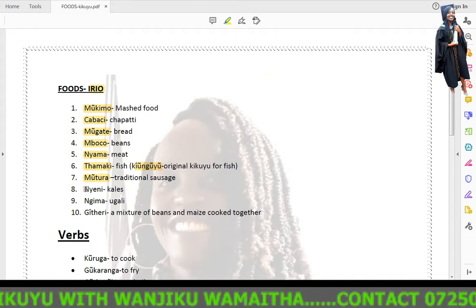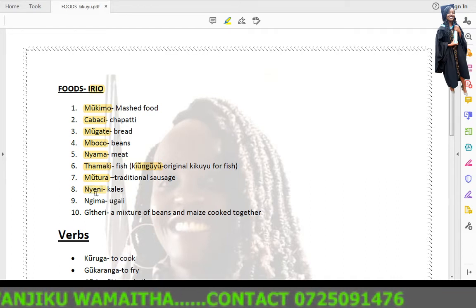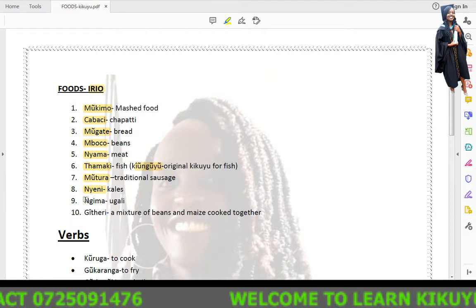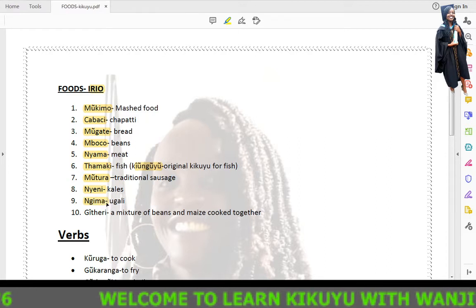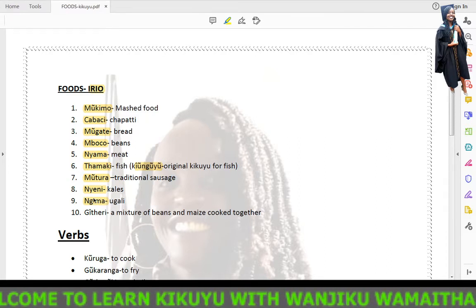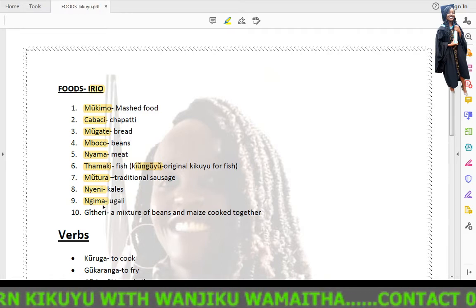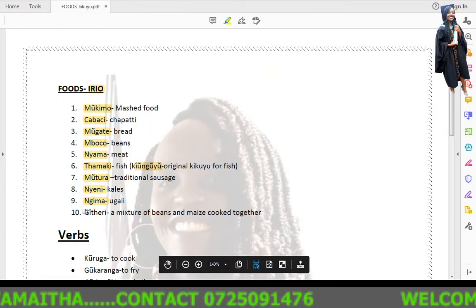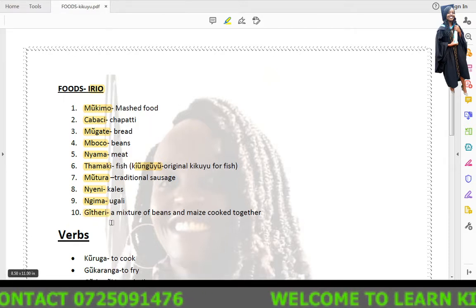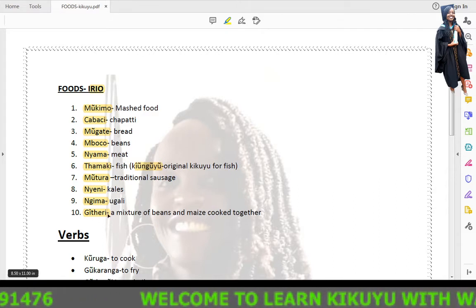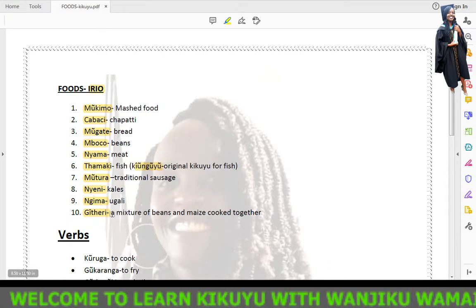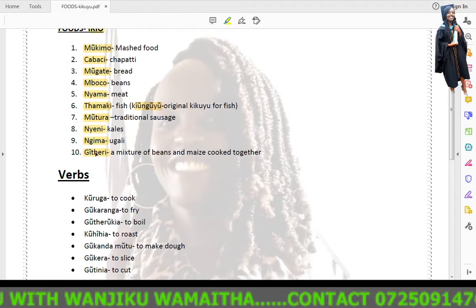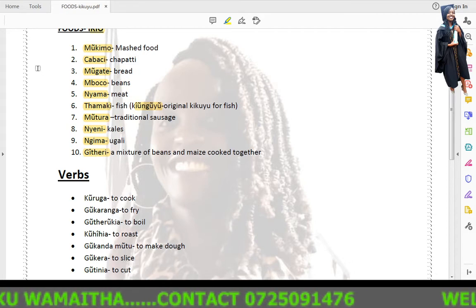Then if I want to refer to girls, I will say nyeni. In addition, if I want to refer to ugali in Kikuyu, I will say gima. Araruga gima. She is cooking ugali. Gima. If I want to refer to a mixture of beans and maize, when they are cooked together in Kikuyu, I will say yeveri. This is a staple food for the Kikuyu. This is the main food for the Kikuyus. Yeveri, a mixture of beans and maize. A mixture of beans and maize, we call it yeveri.